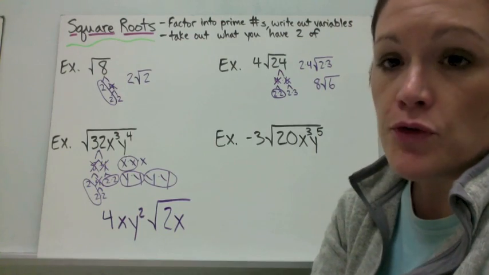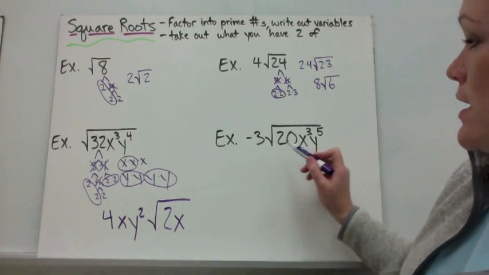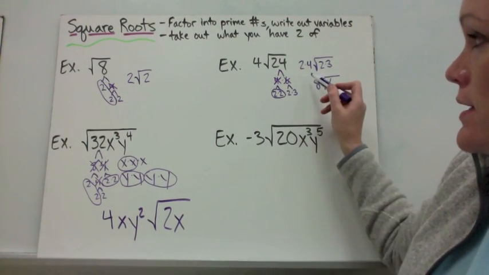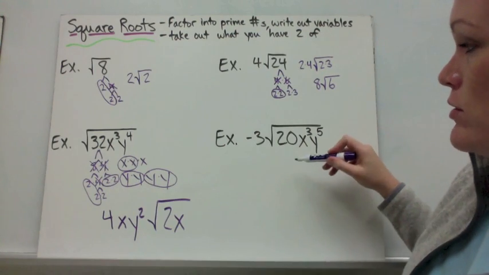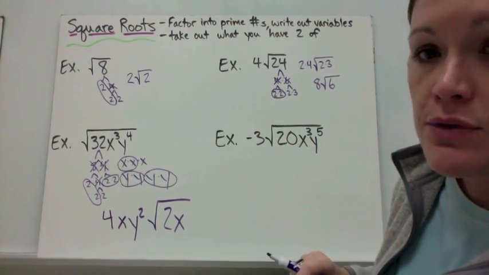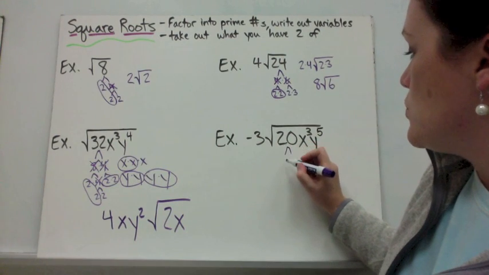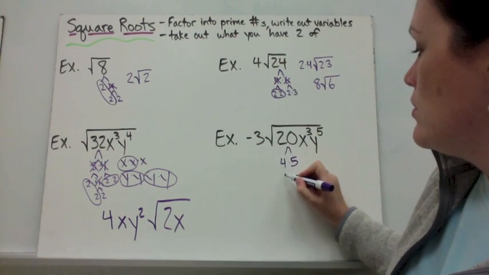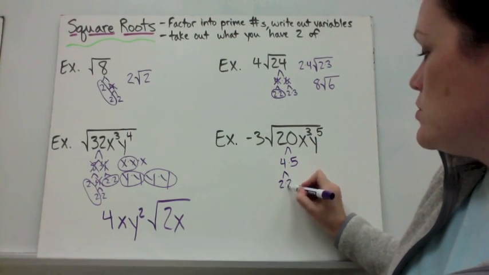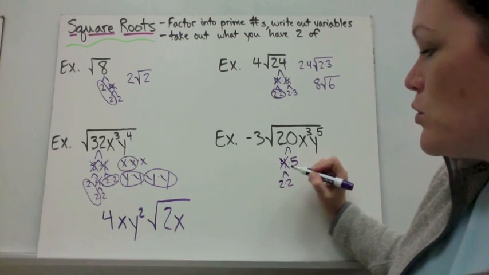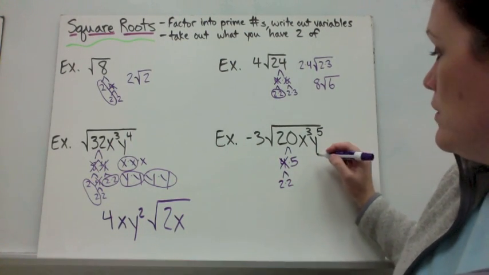Let's check out example 4. So this time I have a -3 out front. So this one's going to work like example 2 did. Whatever I take out is going to multiply with that -3. But in the meantime, I just leave it there. So we break down 20 into 4 times 5. 4 will become 2 times 2. So mark out 4 since now it's 2 times 2.